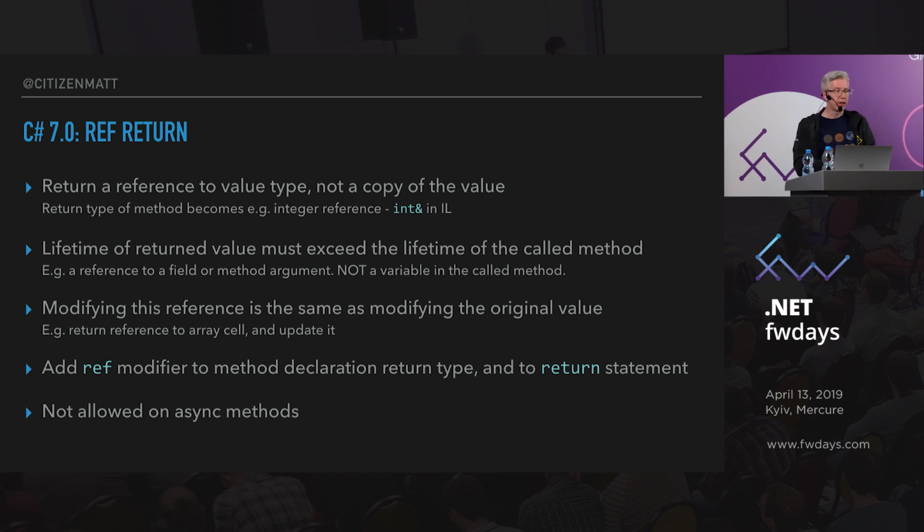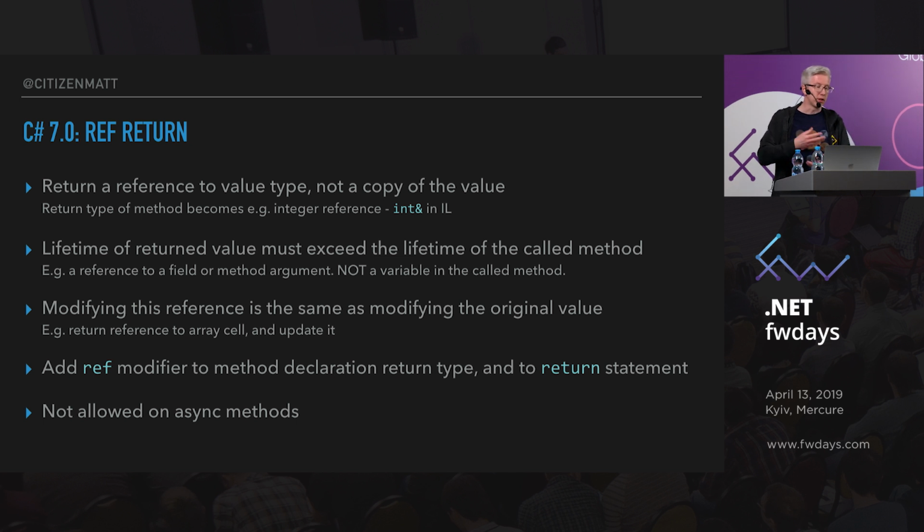Right, so the first of the small features which build together to give us all of our reference semantics is the idea of ref return. C# 7.0 added this, and the idea is that you can return a reference to a value type rather than a copy of it. So for example, if you had a method which returned a point, say 3 floats, an XYZ thing, you could return a reference to this point rather than the point itself.